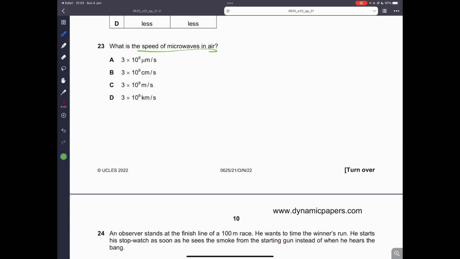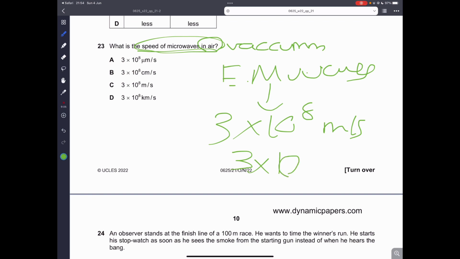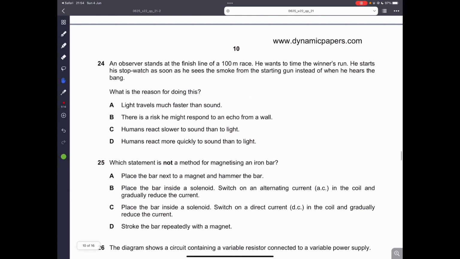Question 23. What is the speed of microwaves in air? Remember, in air or in a vacuum, all electromagnetic waves travel at the same speed of 3 multiplied by 10 to the power 8 meters per second. Sometimes they would like to say it in kilometers per second, but you should also know that, because it is 3 multiplied by 10 to the power 5 kilometers per second. It's just a matter of converting units, and therefore C is the correct answer.